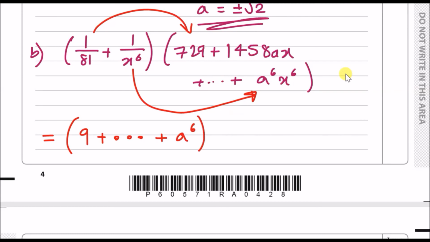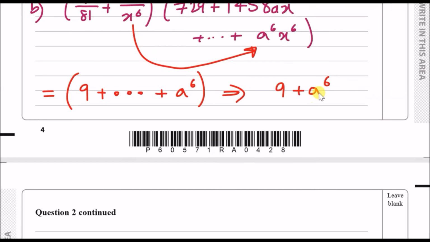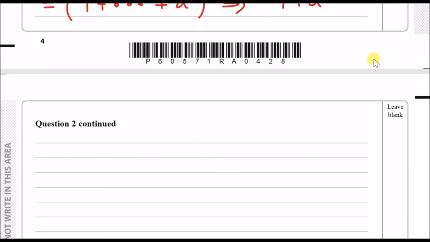All we care about is 9 plus a to the 6. And we know what a was: we said earlier that a was plus minus root 2. Let's just choose root 2 for a second. If you plug in root 2 here, you get 9 plus root 2 to the power 6, which in your calculator gives us 17. And that's it, that's your question done.